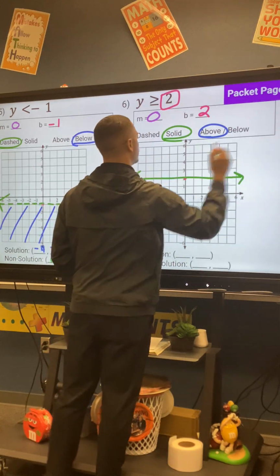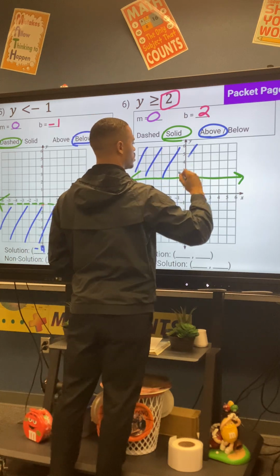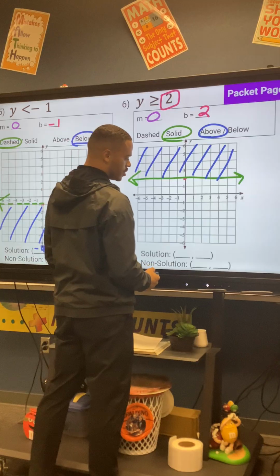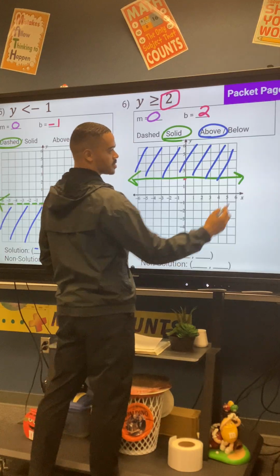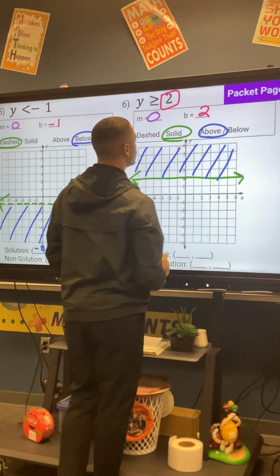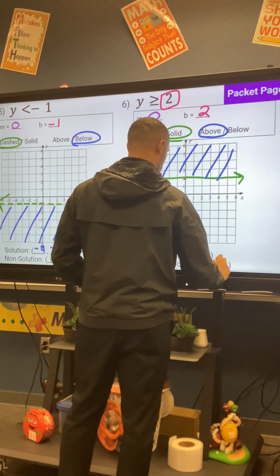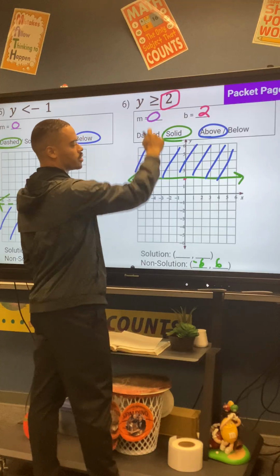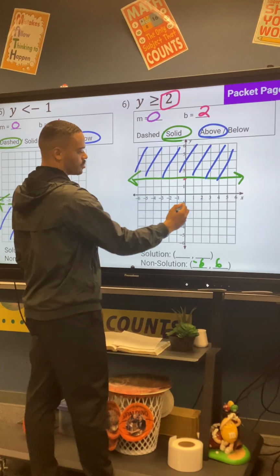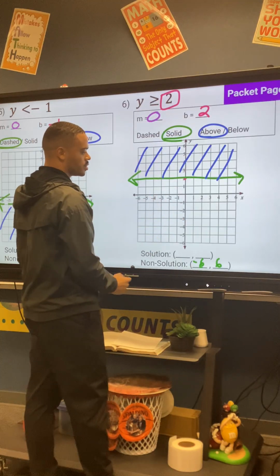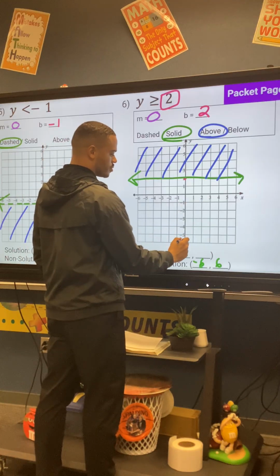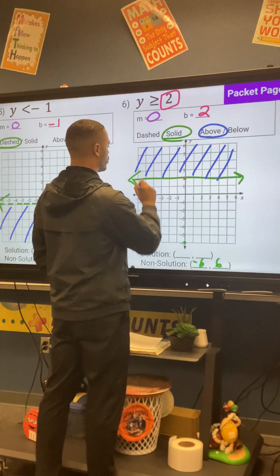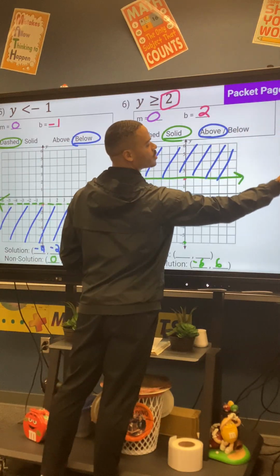You need a solution. -6, 6. Non-solution. What's the solution on here? -6, 6 is going to be a non-solution. How was that a non-solution? It's a greater than sign, shaded above. So anything below here is a non-solution. I said -6, 6. No, she just said put 6, negative 6. Oh, my fault. Yeah, you're right.